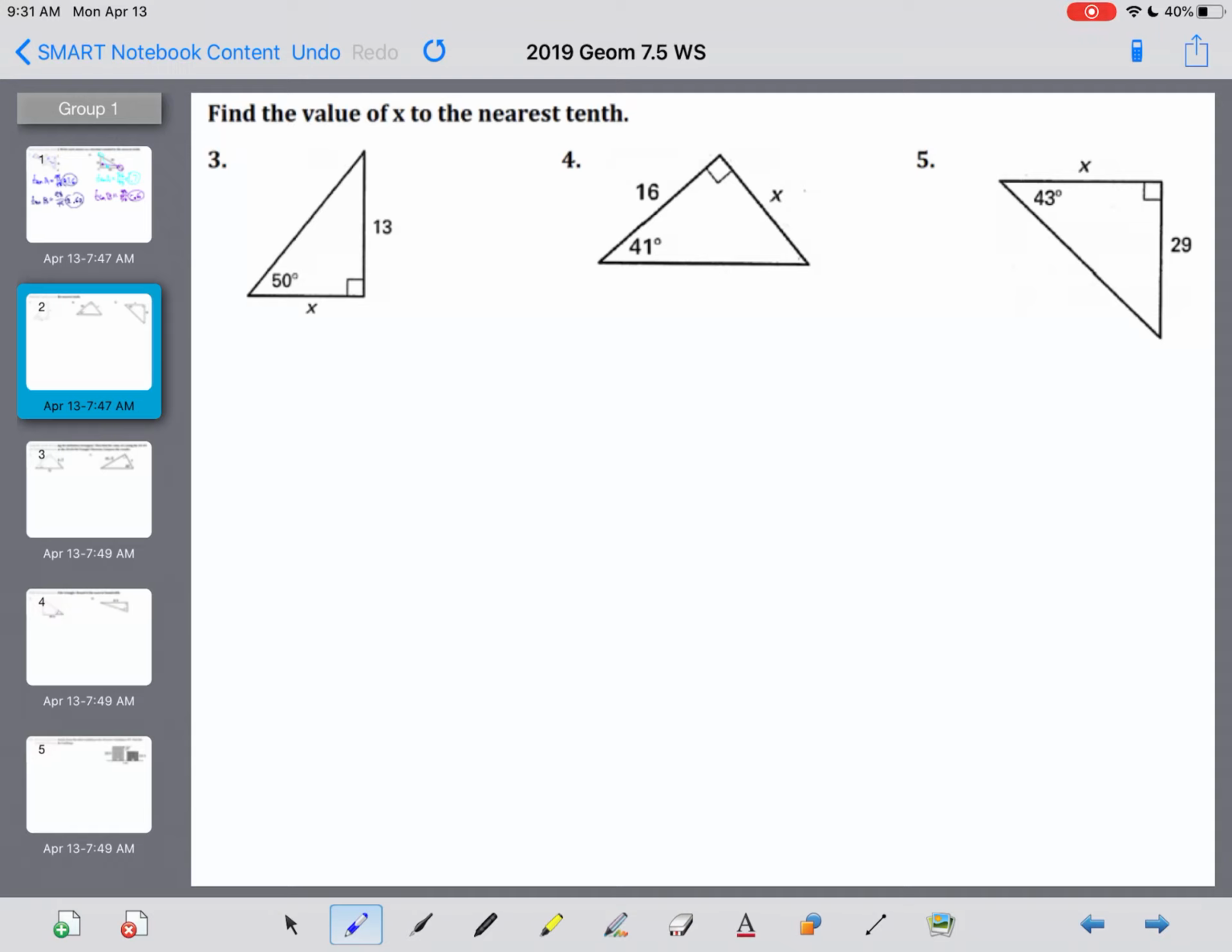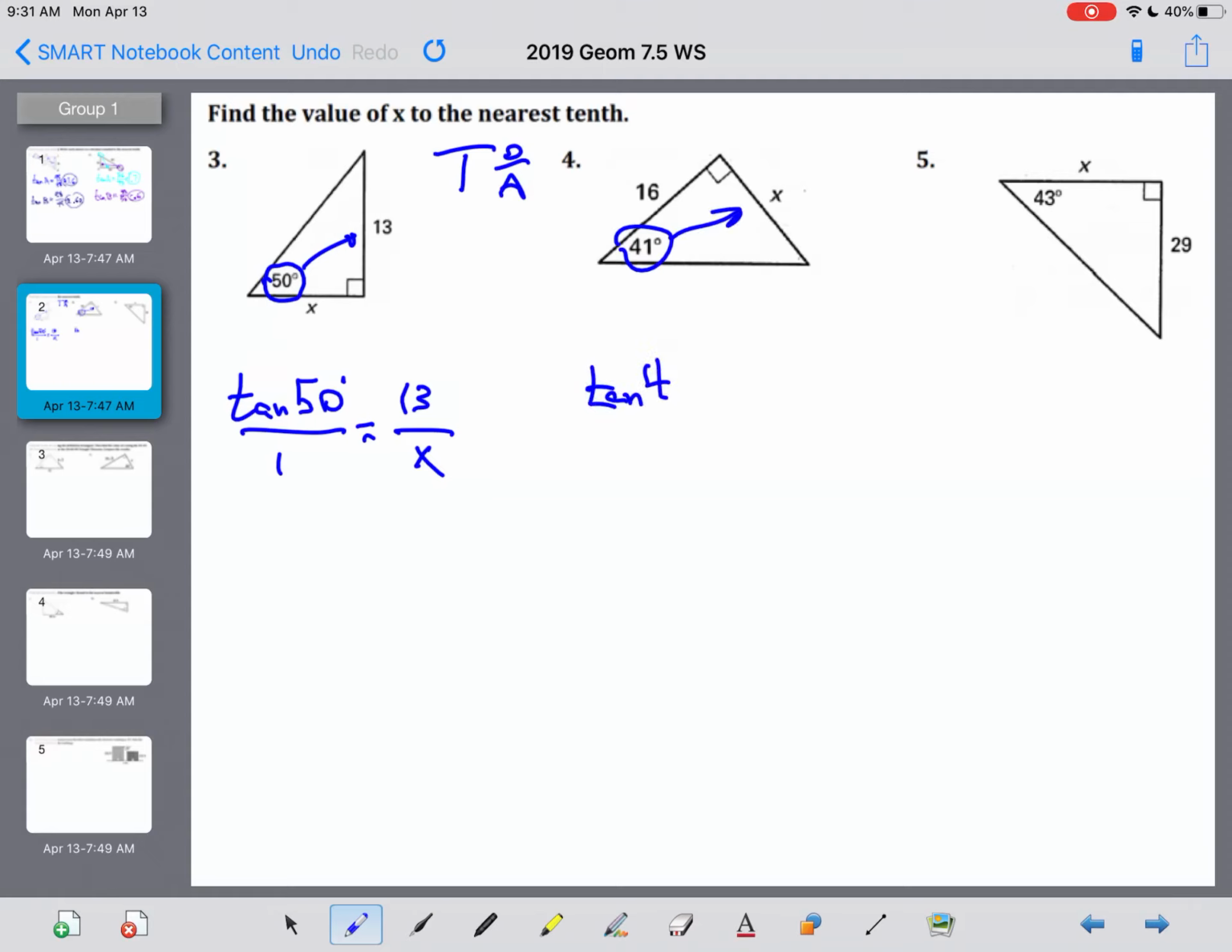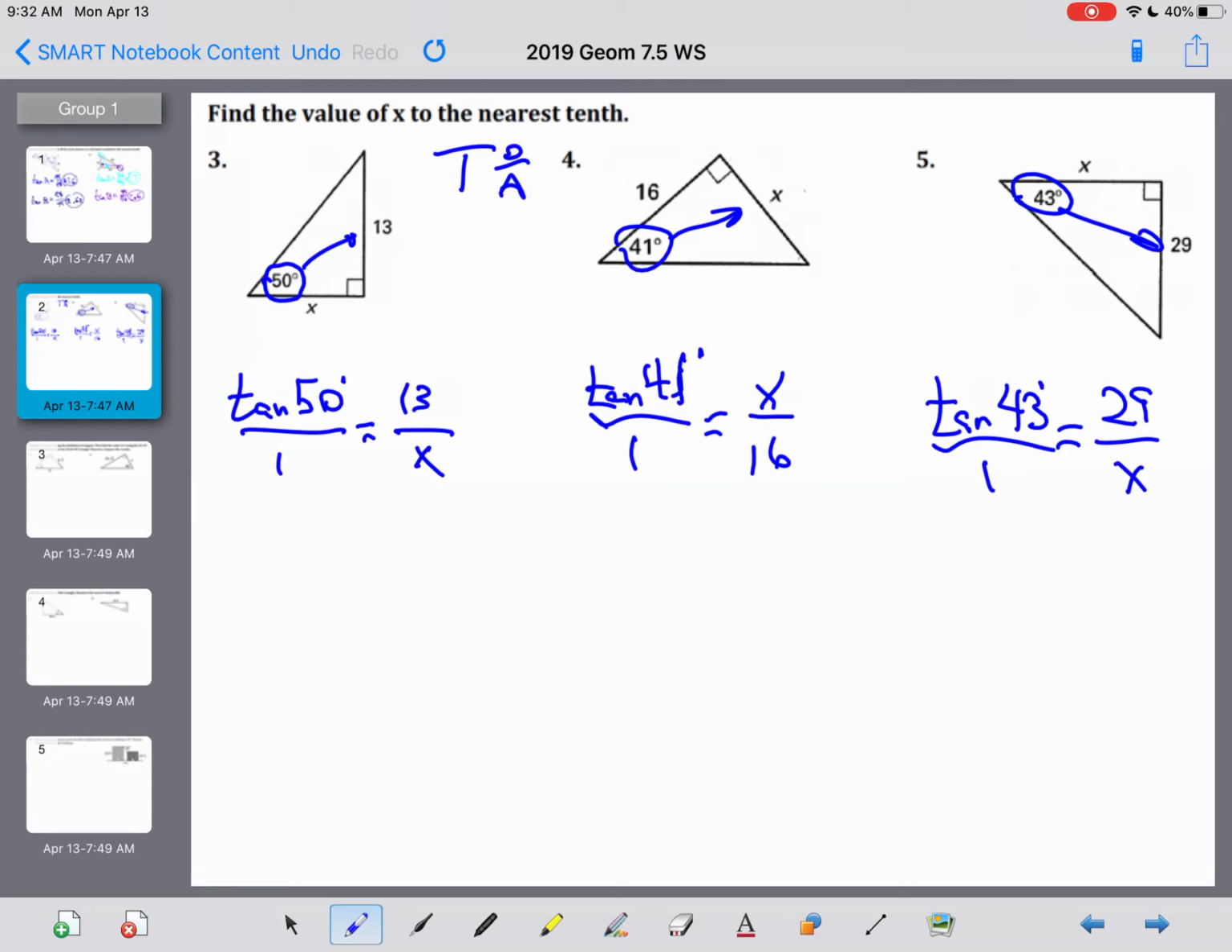Find the value. These are kind of bread and butter type problems here. So here's my angle, and again, remember tangent is TOA. So opposite, so tangent of 50 degrees over 1 equals 13 over x. I'm going to set up all these here. We're going to say the tangent of 41 degrees over 1 equals x over 16. And then here, the tangent of 43 degrees over 1 equals 29 over x.